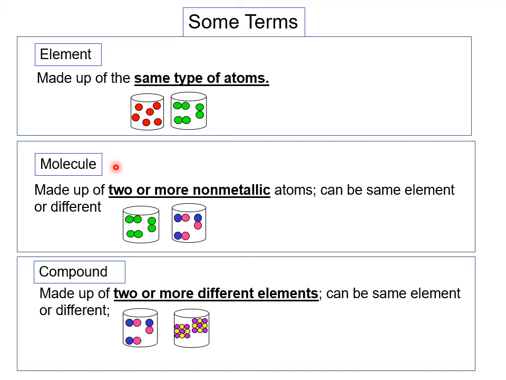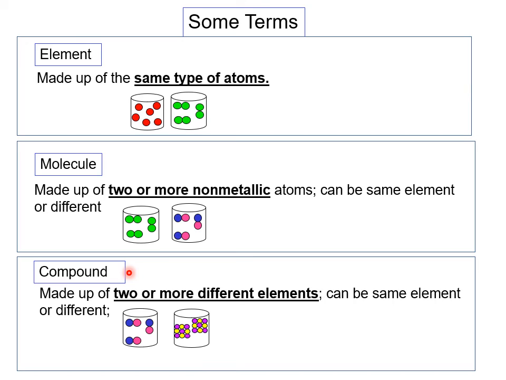We're going to learn later on which elements on the periodic table are considered metallic and which ones are considered non-metallic. But just keep in mind for now that the definition of a molecule is two or more non-metallic atoms. Basically, there cannot be a metal in molecules. Those atoms can either be the same element or different elements, like we see here. So this one is a compound, and this one here is an element.